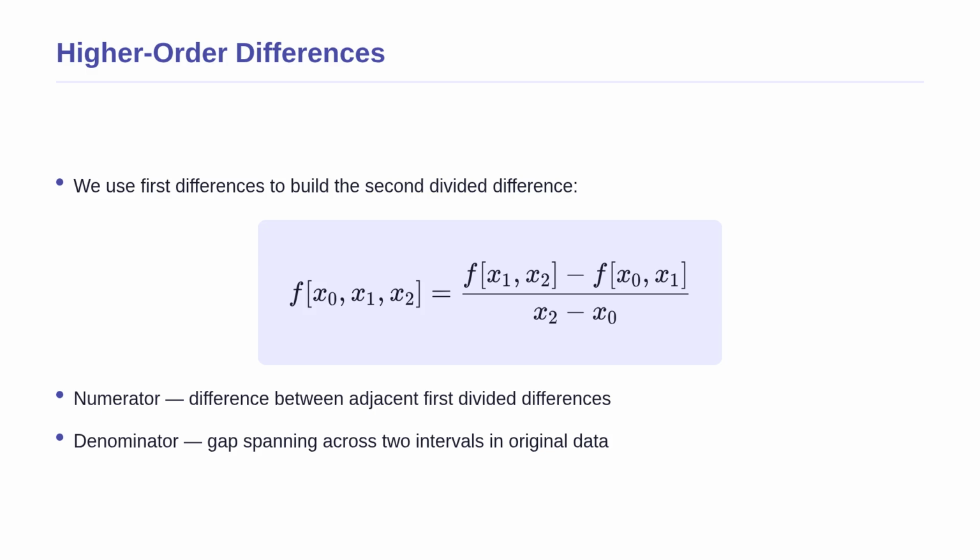Building on that first formula, we now move to higher order differences. To find the second divided difference, we look at the rate of change of the rate of change. Notice that the numerator uses the first divided differences we just calculated. The denominator is crucial here. It is the difference between the x values that are 2 steps apart in the original data, spanning across 2 intervals. As we calculate third or fourth differences, this gap in the denominator continues to widen. If the outer x values are further apart, the denominator grows, scaling the difference down. This hierarchical process continues until we run out of pairs.